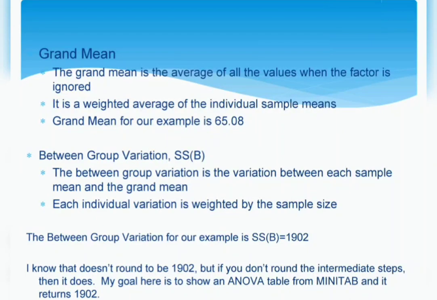We can say that ANOVA does not round to 1902, but if you don't round the intermediate steps, then it does. Here our goal is to show the ANOVA table with SSB equal to 1902.